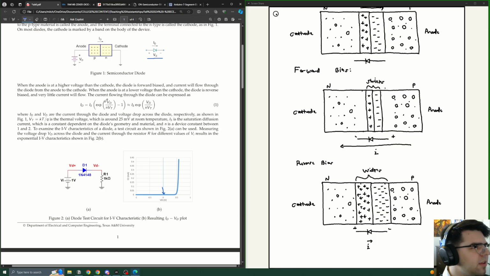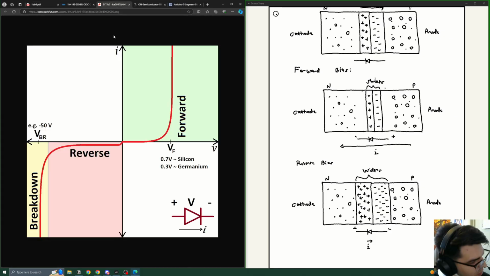But this really isn't the entire story. Really, we have both sides of this plot. So forward bias is going to be this side of the plot, where the anode is higher than the cathode. So we increase the voltage drop across it, and once we hit this sort of point, then the current that goes through it shoots way up. And this voltage actually changes depending on the material.